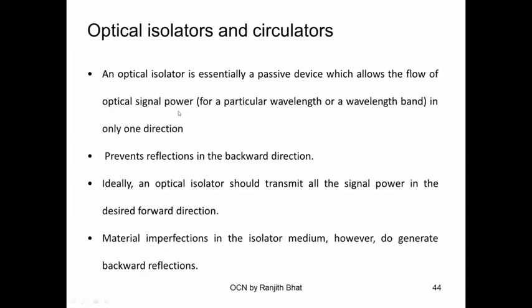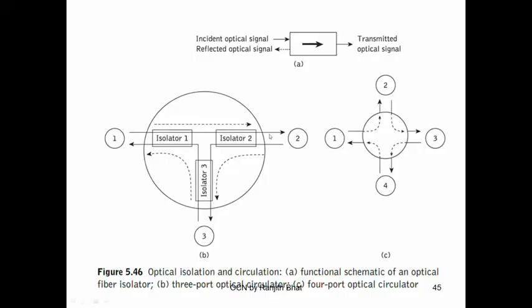So it prevents optical reflection in the backward direction. So it ideally refrains from crosstalk. Ideally, an optical isolator should transmit all the signal power in the desired forward direction alone. It should not allow it in the backward direction. Material imperfection in the isolator medium, however, does generate backward reflection, which is unwanted in the case of a waveguide. Alright, so this is the example of optical isolators.